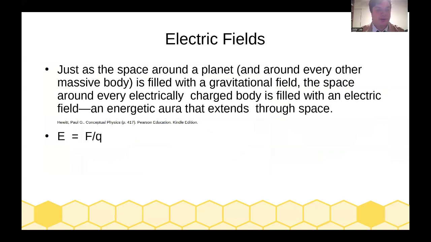So the electric field, like little g, is defined as the gravitational force divided by the mass of an object. The electric field E is defined as the electrostatic force divided by the charge of an object. So it is the force that would occur if you were to place 1 coulomb of positive charge at a certain point in the electric field.